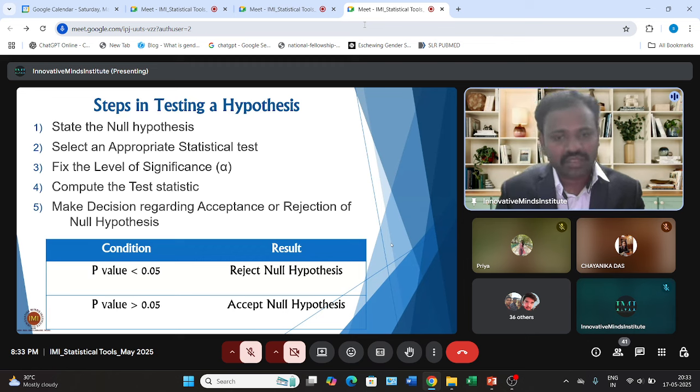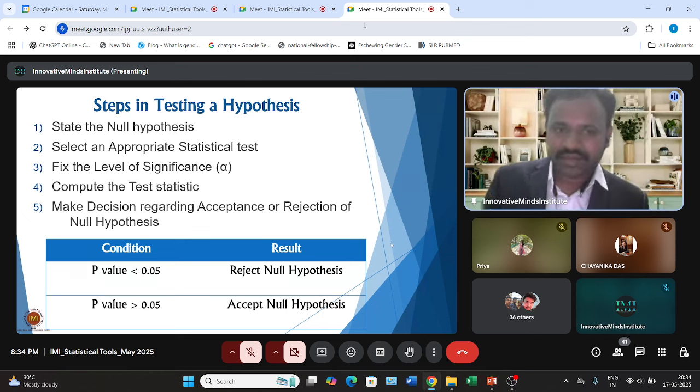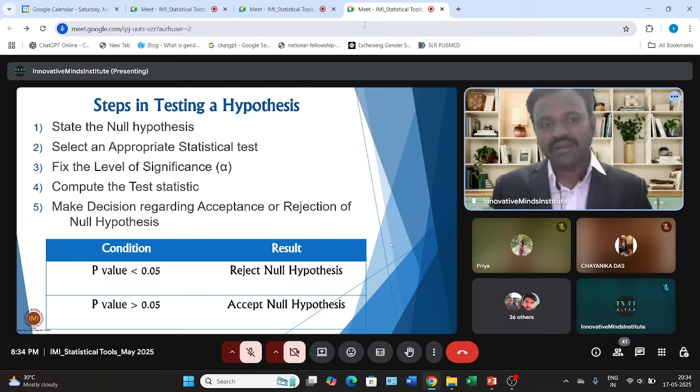If it is less than 0.05, you reject the null hypothesis. The null hypothesis is saying that there is no relationship. So if it is less than 0.05, there is a relationship, there is an association, there is a significant difference. That's it. Keep it in your mind. If it is less than 0.05, you can agree there is a relationship. If it is greater than 0.05, no relationship, no association; we are accepting the null hypothesis, right? That you need to remember.